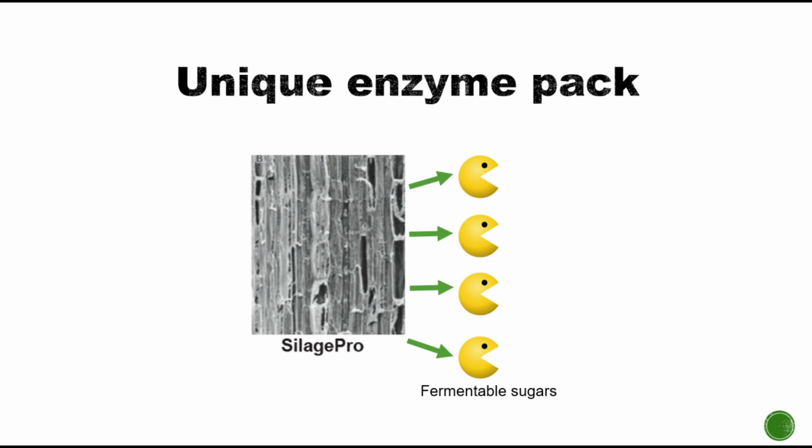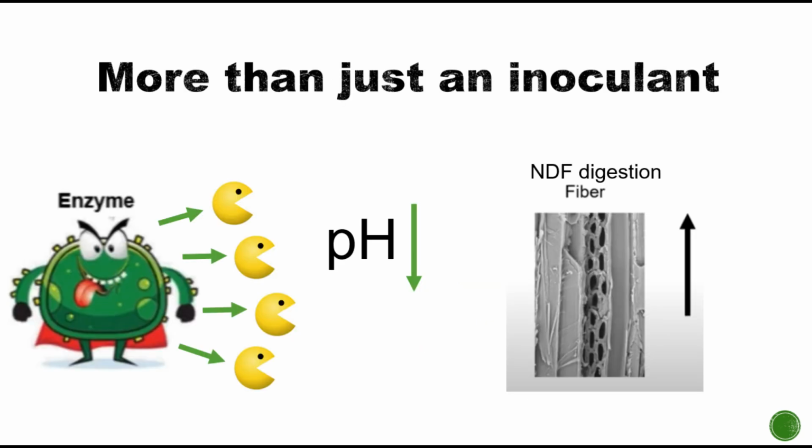Also, when these cell walls are broken down, it allows for greater ruminal bacterial attachment and degradation when fed to the animal. More than just an inoculant. The enzyme pack not only helps to release plant sugars for the lactic acid bacteria to use to rapidly lower the pH, but also improves NDF digestion, fiber. So, the uniqueness of Silage Pro is getting a good fermentation and also improving the digestion when fed.